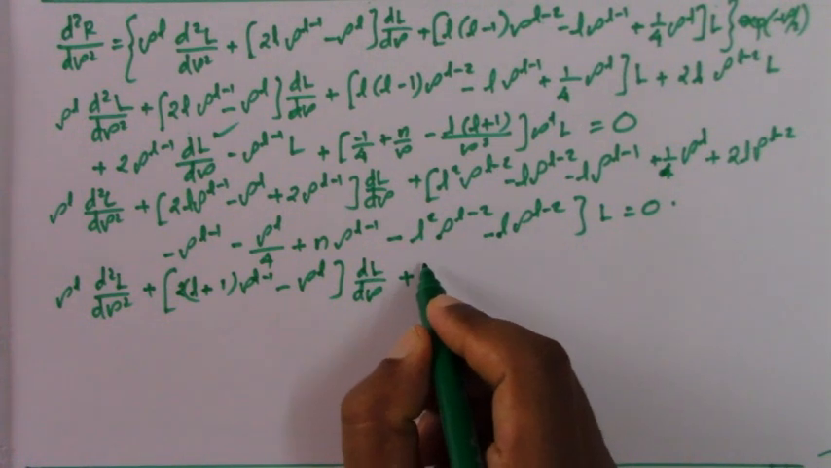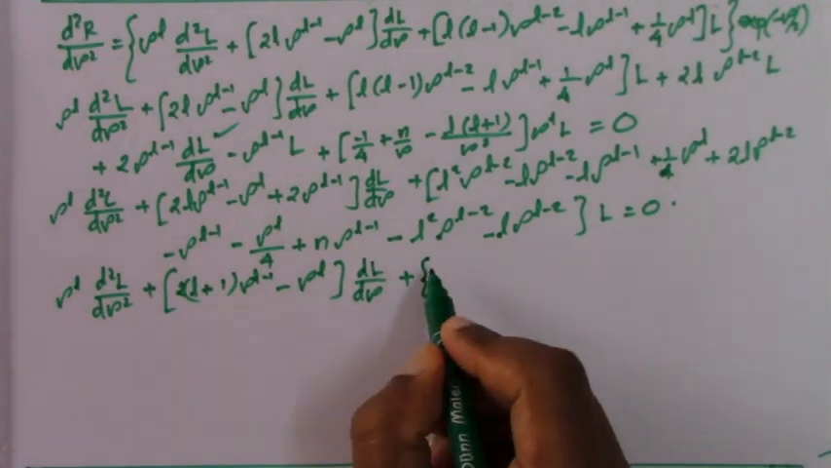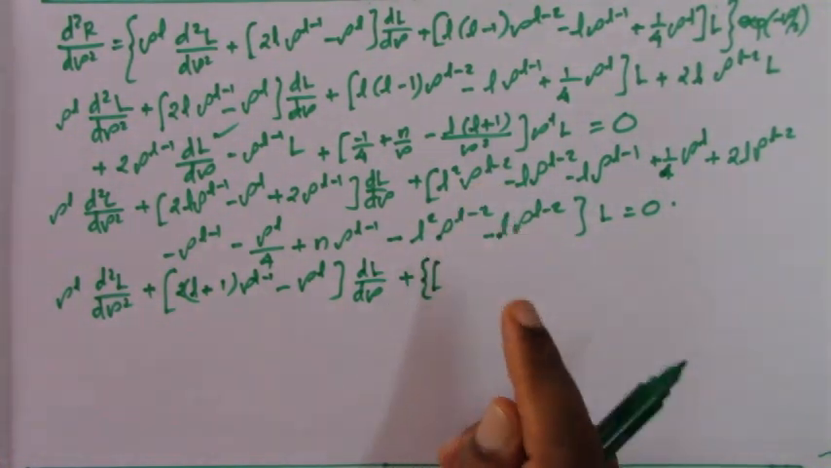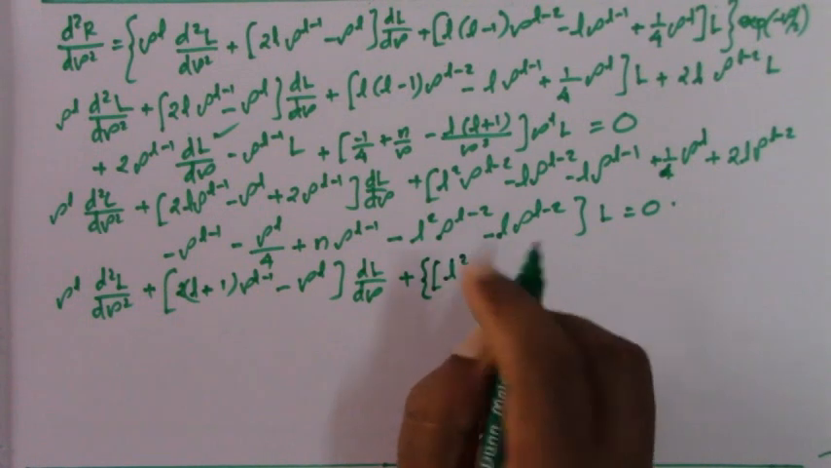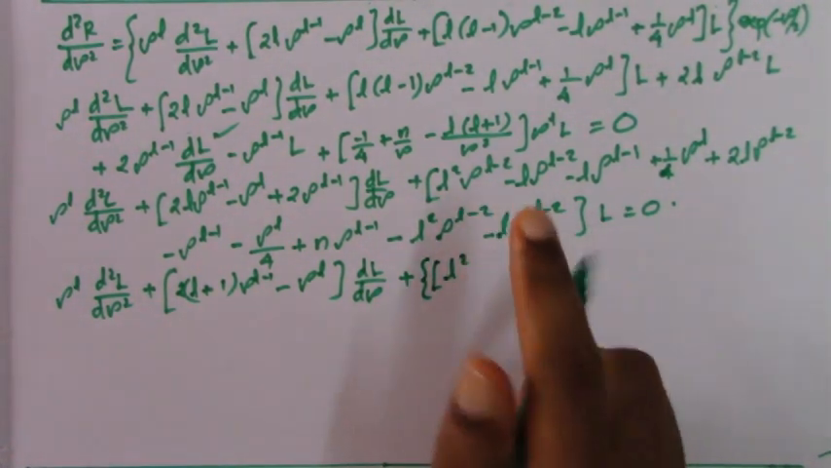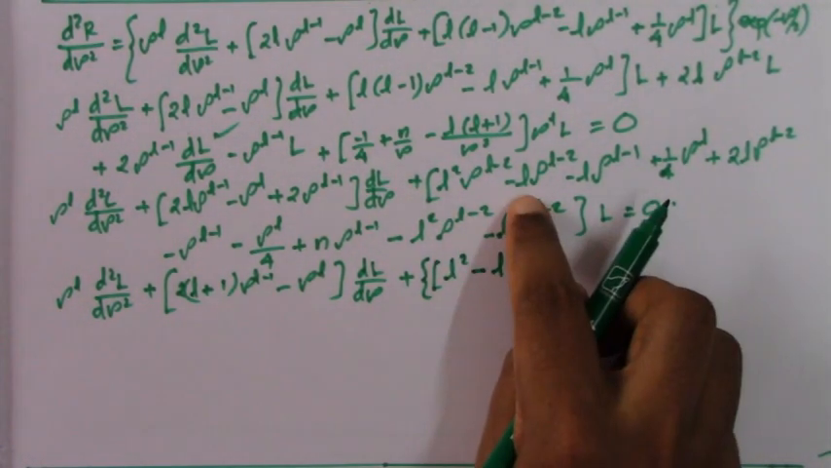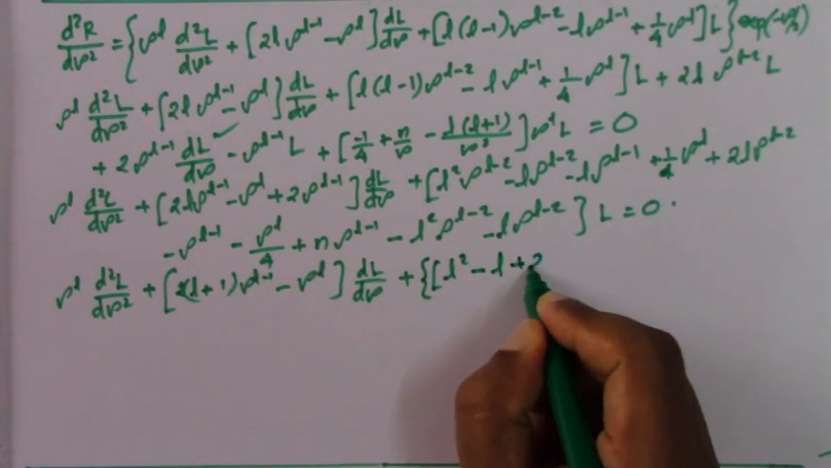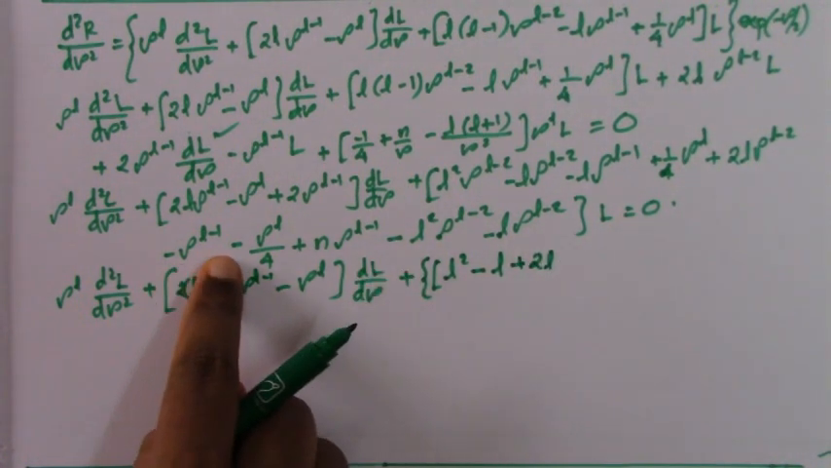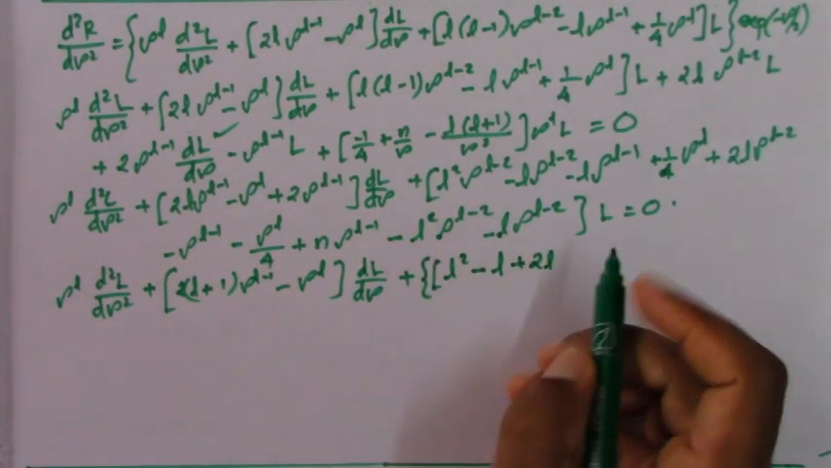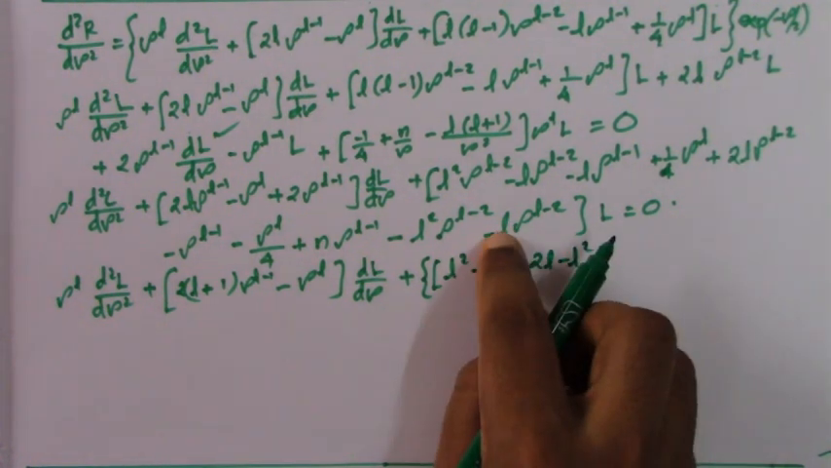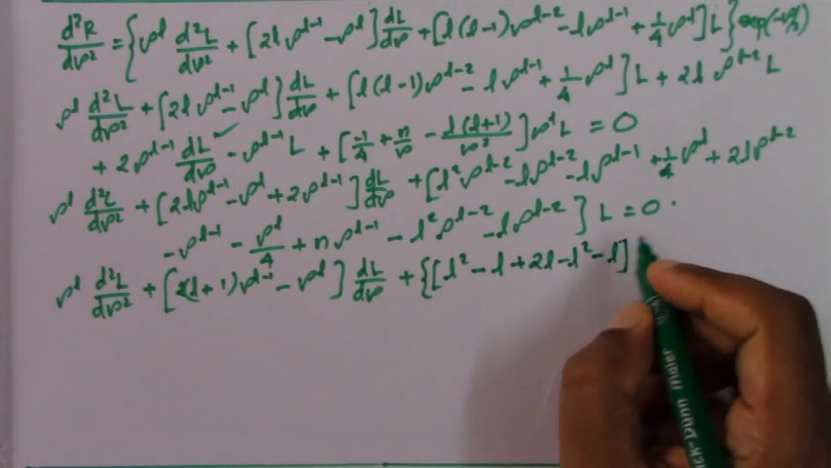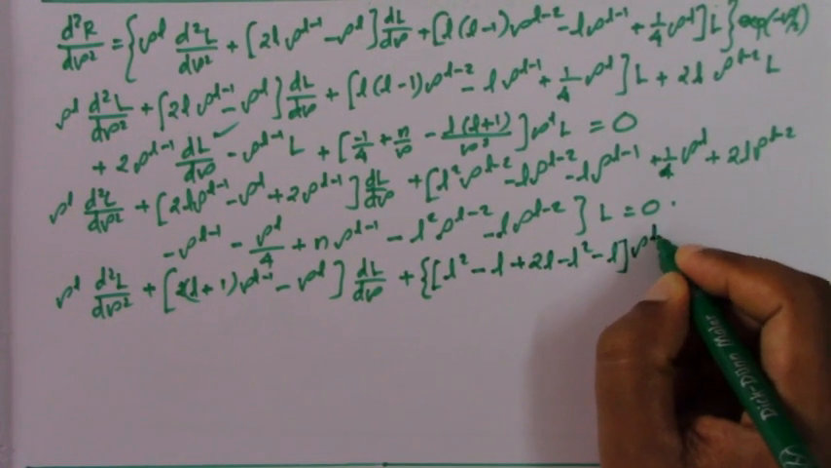So within this bracket, let me put one big square bracket, and within this I will put all the rho raised to L minus 2 terms. So that is L square, that is the rho raised to L minus 2 term, minus L, and any rho raised to L minus 2 term, that is plus 2L, and when coming here minus L square and minus L. So we have all the rho raised to L minus 2 terms here multiplied with rho raised to L minus 2.